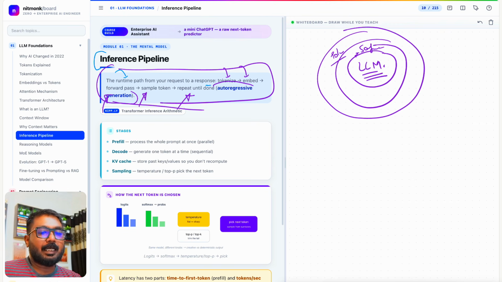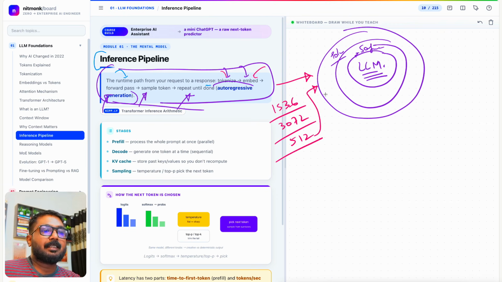As soon as an input comes in, all these things happen: tokenization, understanding the tokens and token IDs, and then the embeddings. Let's say you select 1536, 3072, or even 512 dimensions. The embeddings happen, then positioning, then the feed-forward network, then multi-head attention, and then it tries to understand and respond back to the user. That is one complete inference.